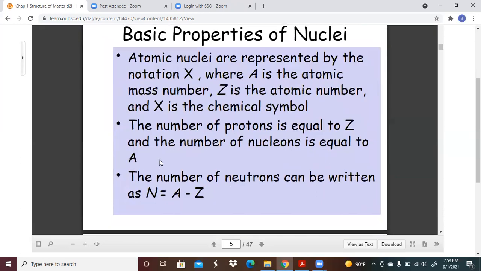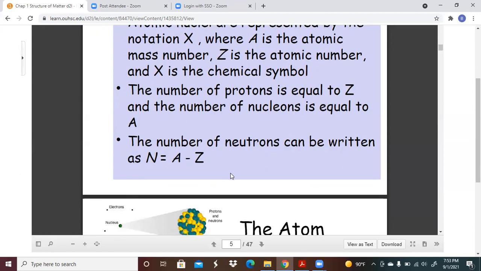So atomic nuclei are represented by the notation X, where A is the atomic mass number, Z is the atomic number, and X is going to be the chemical symbol. The number of protons is equal to Z, and the number of nucleons is equal to A. You can find the number of neutrons by taking the difference. You're always going to have more nucleons than protons. So when you subtract the number of protons from the number of nucleons, you'll get the number of neutrons.